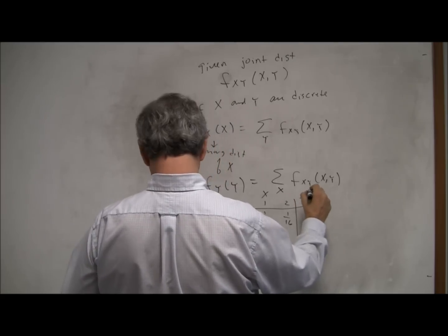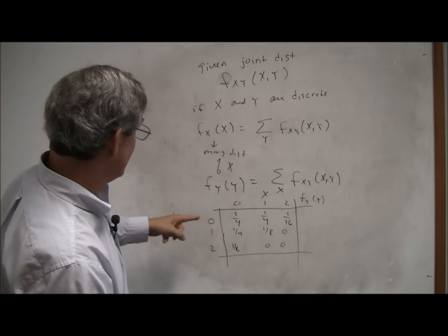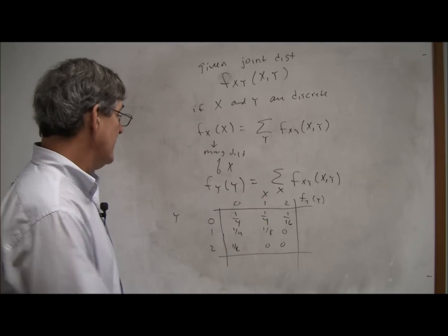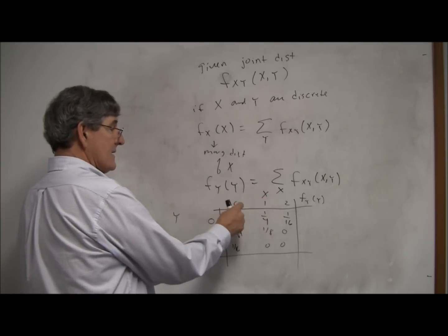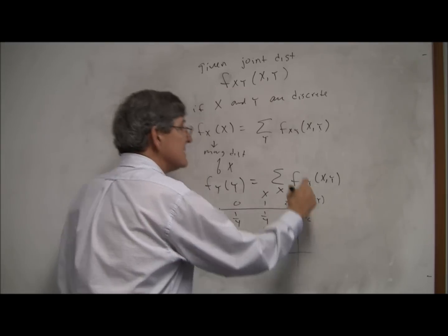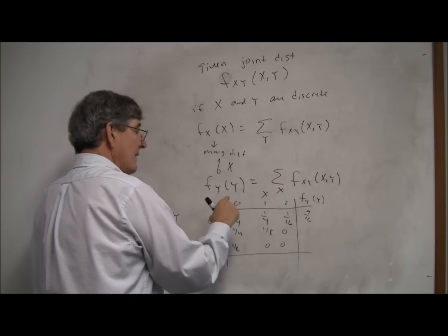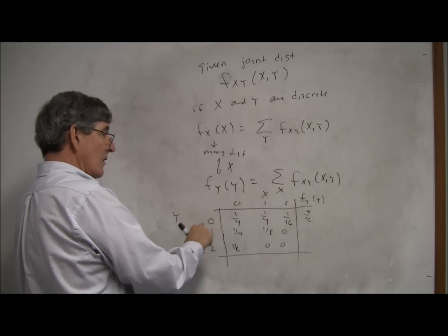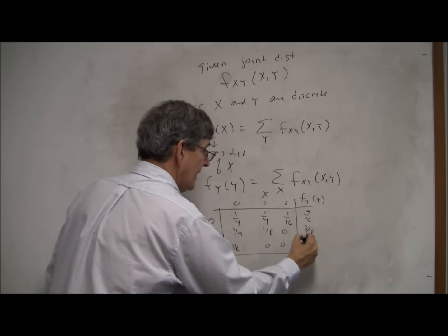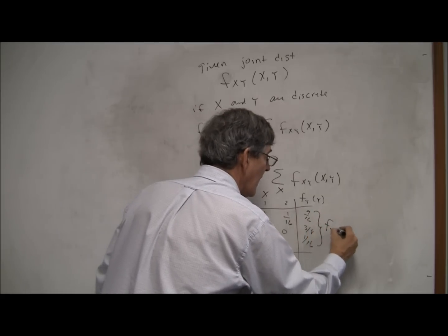If I want fy of y, the marginal distribution of y, what's this tell me to do? It says just to sum over all of the x's. And so I need to sum over all the x's. So x could be 0, 1, or 2. I just sum over those to get the 9/16. So that's what this is telling me to do right here. Sum over the x's to get fy of y. That's fy for y equals 0. If I want fy for y equals 1, I add these two up and get 3/8. And then I add this one up and get 1/16.